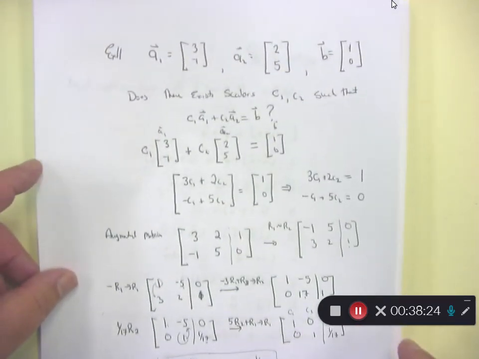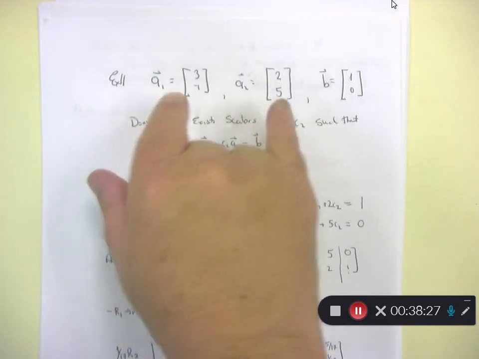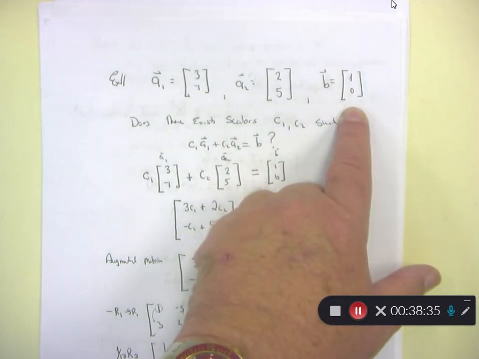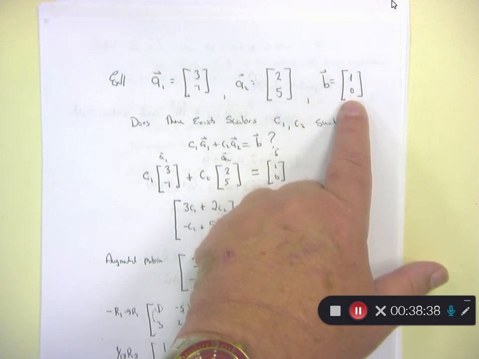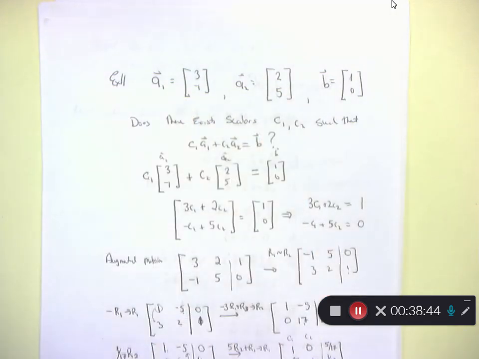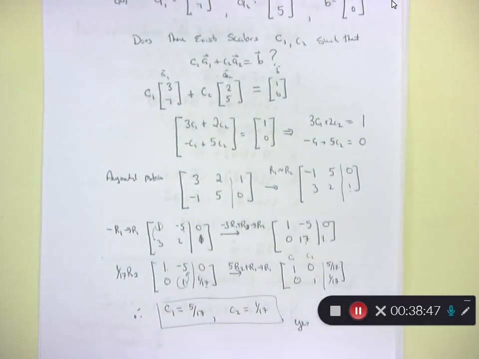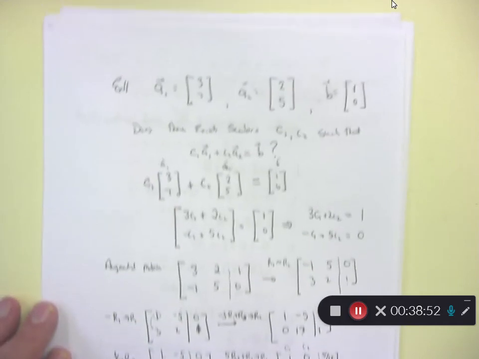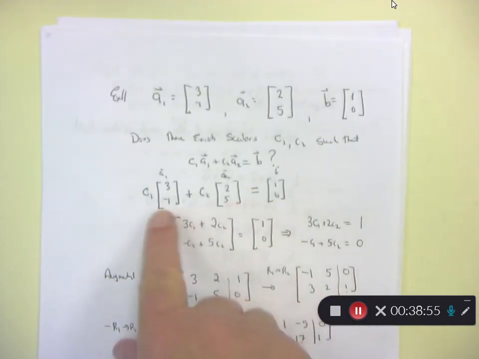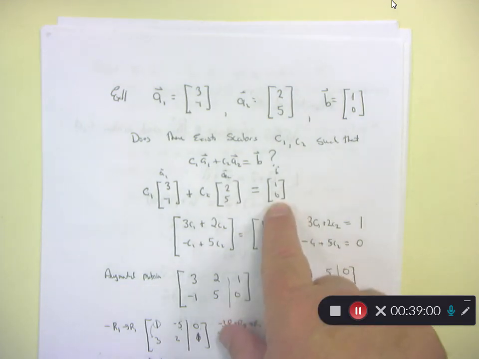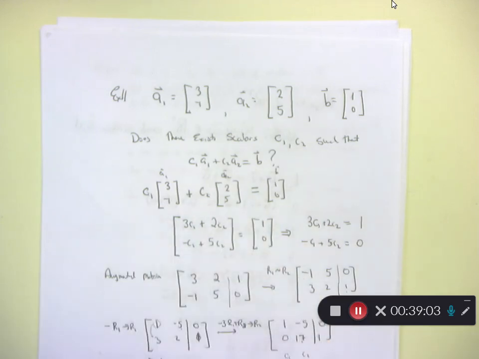If I go back and look at this example, you see these two vectors? A1 was the 3, -1 vector, A2 was the 2, 5 vector, and we had this B vector of 1, 0. The vector B is a linear combination of these two vectors because there exist scalars C1 and C2, C1 being 5/17, C2 being 1/17. That made this vector a linear combination of these two vectors. In other words, the vector 1, 0 is in the span of A1 and A2.